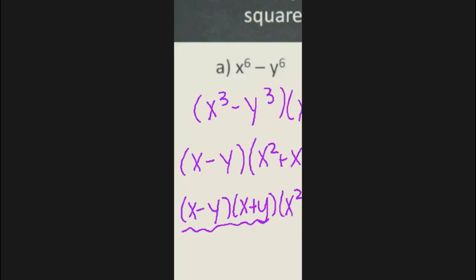Okay, so like I said, a lot of these are going to be formula based. So what happens if I have an x to the 6th and a y to the 6th? Well, x to the 6th is kind of like a cube, as well as y to the 6th being like a cube. But they also both factor as perfect squares. Because this could be like x cubed minus y cubed times x cubed plus y cubed.